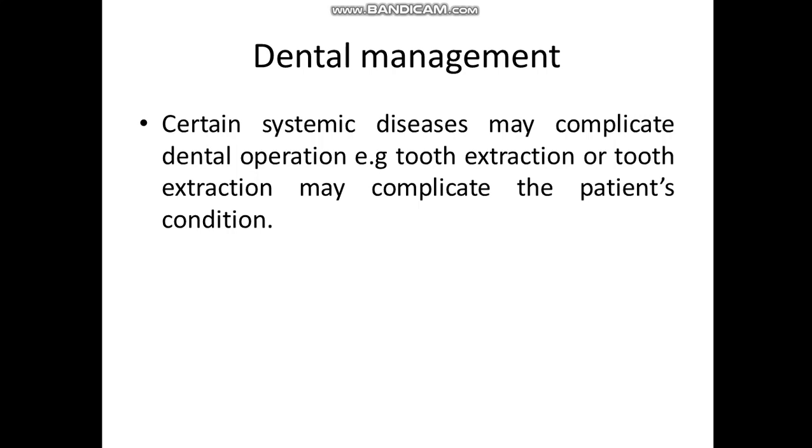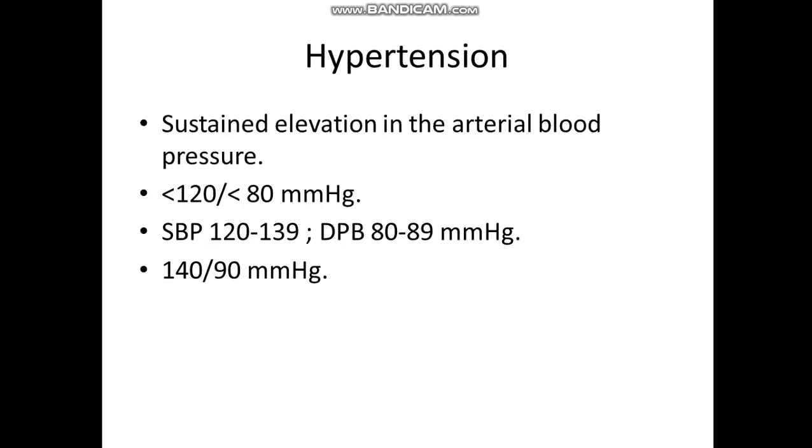So for example, if the patient is with hypertension, in this case, if we are going to do tooth extraction, the patient might have bleeding. At the same time, tooth extraction may cause pain, and this pain may lead to medical problems such as myocardial infarction or angina pectoris, and so on. So, in dental management, how can we manage the patient with certain systemic disease to prevent medical complications from occurring during tooth extraction or any dental procedure? Let us start with hypertension.